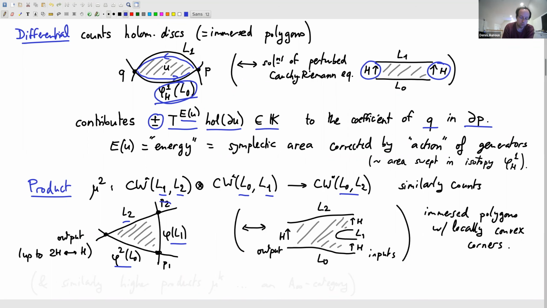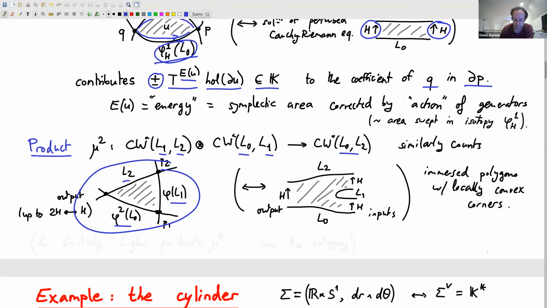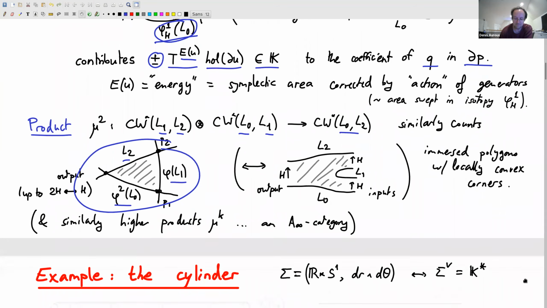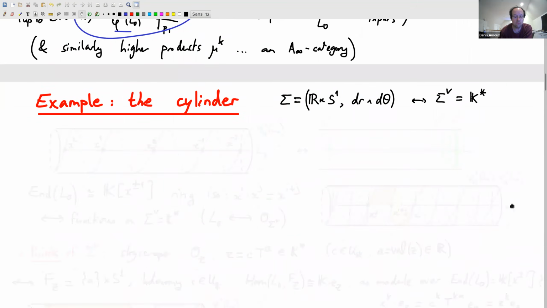The advantage of a viewpoint on the left side is that this is just counting immersed polygons with convex corners. And so this is completely combinatorial once you have redrawn your Lagrangians in correct positions, except for the area part, which is geometric. Okay, and we built actually an infinity category, which means there are higher products that are of no relevance to our talk, except they're important for things to be correct, but I will not tell you. I mean, they just count polygons with more corners.